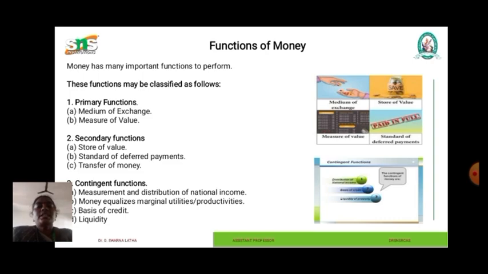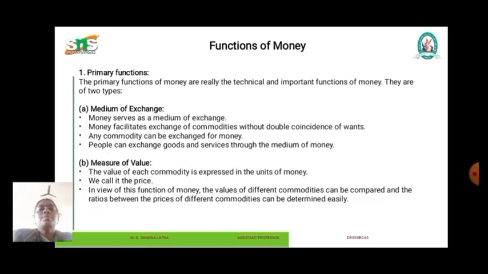Next, we can see the functions of money. There are three types of functions. The first one is primary function, second one is secondary function, third one is contingent functions. In primary functions, two types: medium of exchange and measure of value. In the secondary functions: store of value, standard of deferred payments and transfer of money. Third one is contingent functions: measurement and distribution of national income, money equalizes marginal utilities and productivities, basis of credit and liquidity.